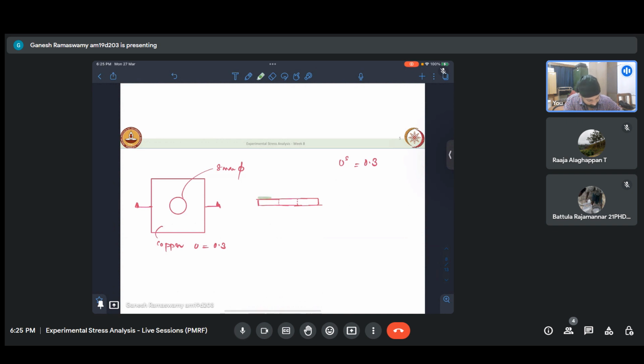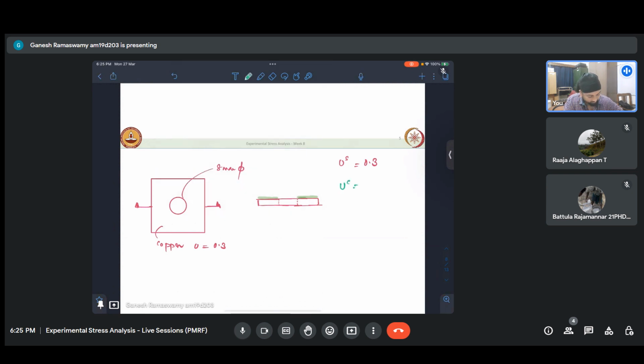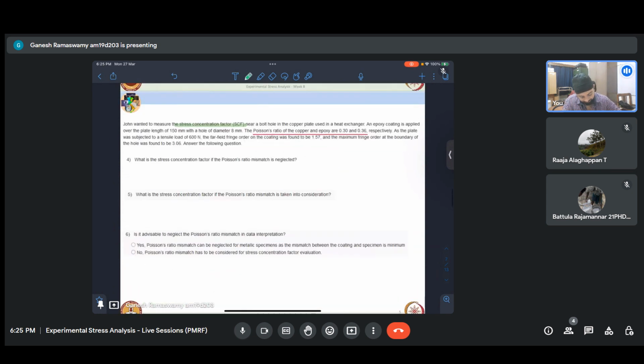So the coating has been applied here. So mu C is given to be 0.36. Okay. As the plate is subjected to a tensile load of 600 Newton, the far field fringe order on the coating was found to be 1.57.